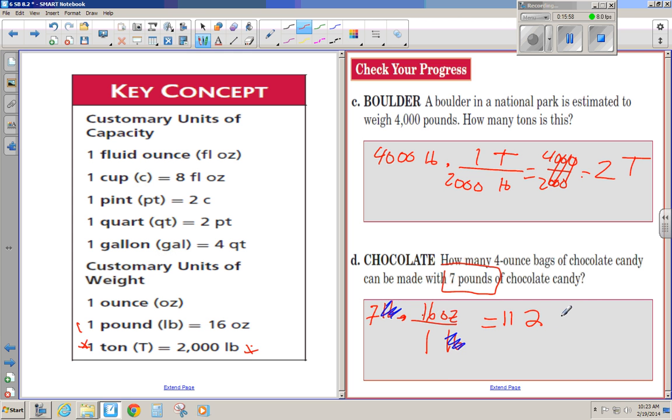Yep, ounces. And we know that it is 4 ounces per person. So ounces now cancel. People are the only thing left over. And you end up with, let's see here, 4 goes into 112, 28 people can be fed this candy.